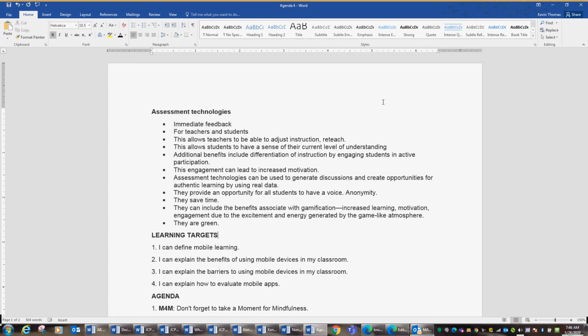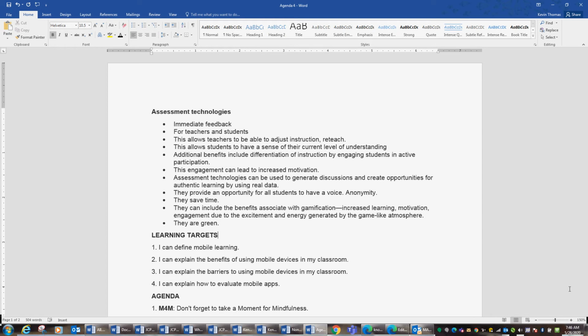Additional benefits for using assessment technologies include differentiation of instruction. So for example, students who are ADHD, who may be, in a normal classroom, you're going to be asking questions. That's a way that you do a lot of informal assessment, asking students questions during your instruction and after your instruction. And you get a smattering of answers from students, but not everybody is engaged.